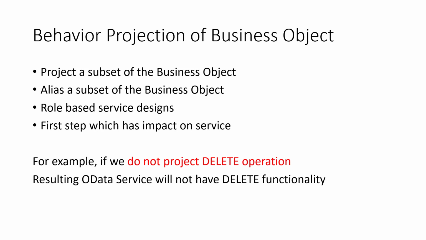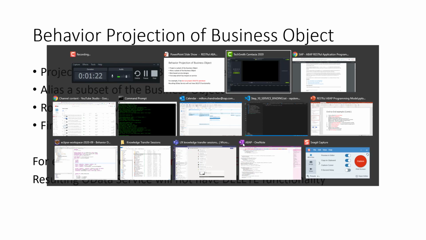And in addition, we can also provide an alias for this business object as well. Now, this is the first step that will have an impact on the service, because if we do not project the delete operation, then this delete operation will not be in the final service. So let's go ahead and see how we can do this projection.